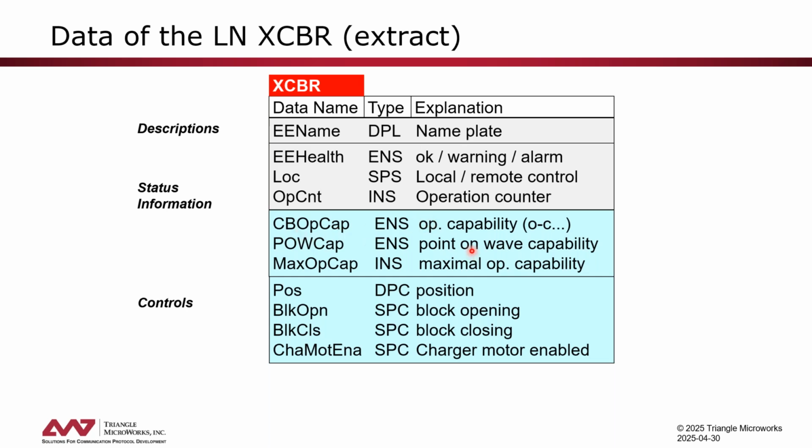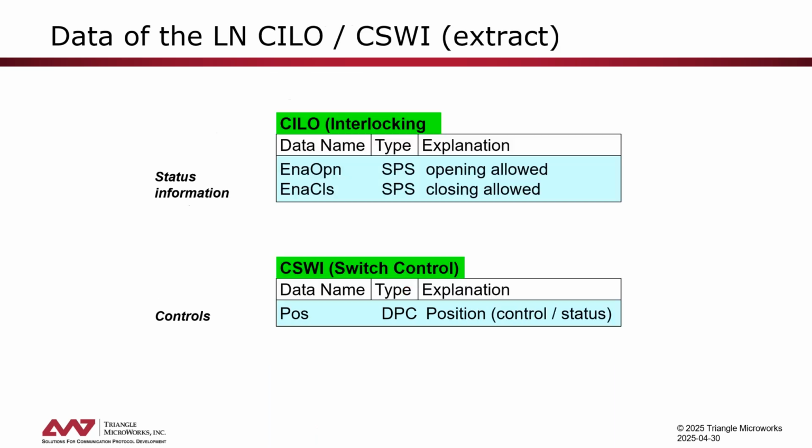We also have information like point on wave. When you do point on wave switching, that means we try to close the breaker near the zero crossing. That's also some information we can find here. Some logical nodes more from the application side. The interlocking logical node basically has two key data objects. One that tells us if you're allowed to open the associated switch, or if you're allowed to close. So those need to be true in order to do an open operation. If this is false, the switch controller should not operate and will send a negative confirmation back to the HMI.